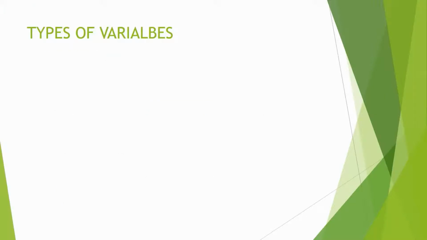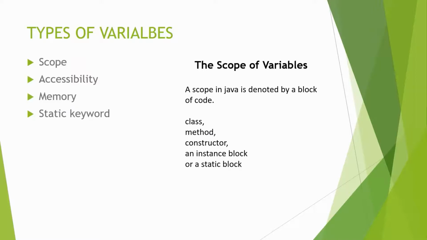There are three types of variables differentiated by scope, accessibility, memory, and the static keyword. These are the bases by which variables are categorized in Java: the scope, the accessibility, memory, and the static keyword. So let us take a look at what these things are. The scope of variables in Java is denoted by a block of code, and the block of code is created by an open curly bracket and a closed curly bracket, just as we see in a class, a method, a constructor, an instance block, or a static block. So the scope defines the visibility and lifetime of a variable in a Java program.